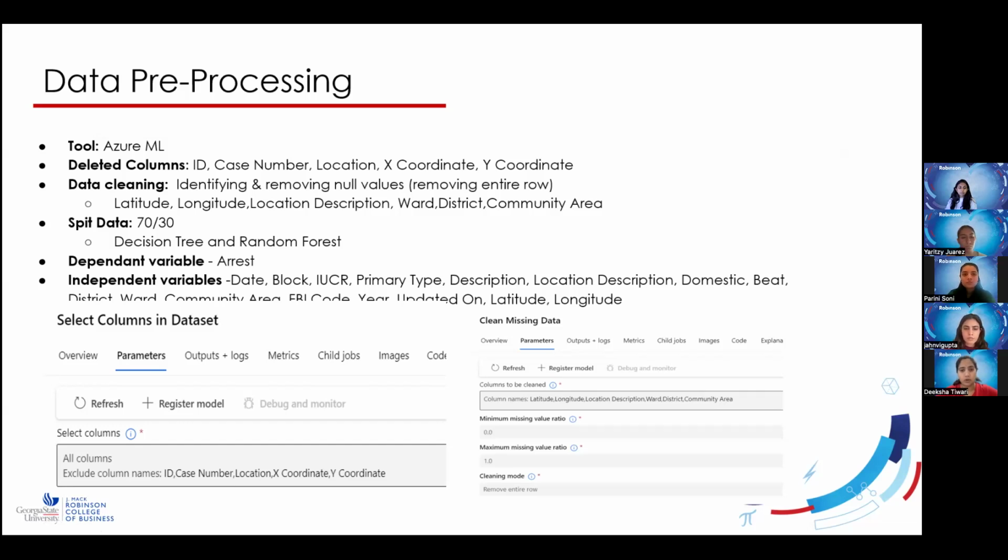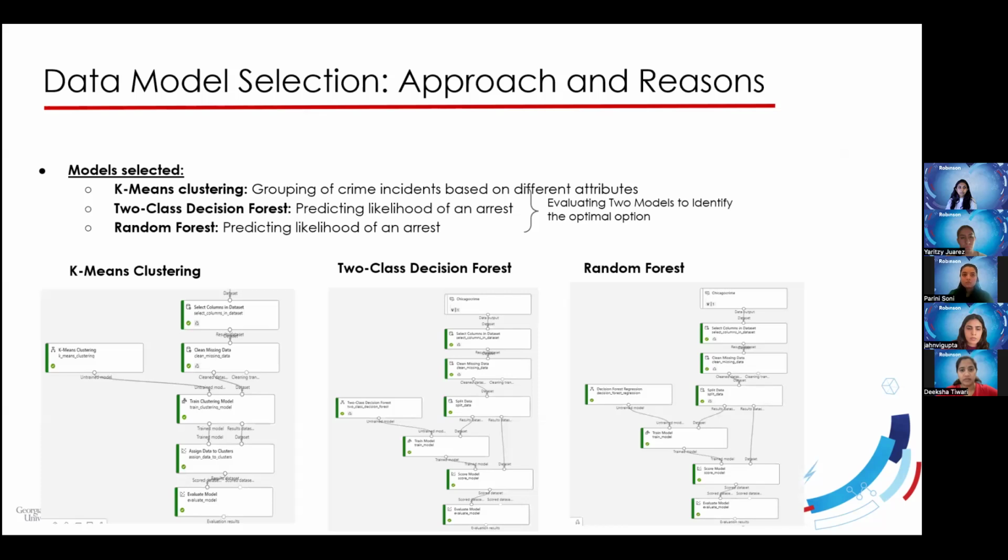Then we have the types of models, that is decision tree and random forest, along with k-means clustering. Then we have the dependent variable as well. Clustering doesn't have a dependent variable because it is an unsupervised model, and other than those two, we have arrest as the dependent variable. Also, we have the independent variables, which predict the outcome of the dependent variable, like date, primary type, district, beat, etc.